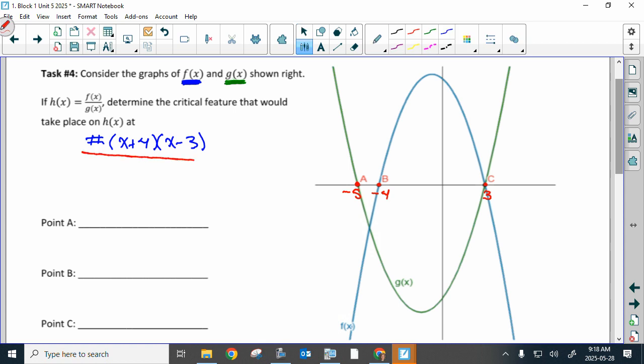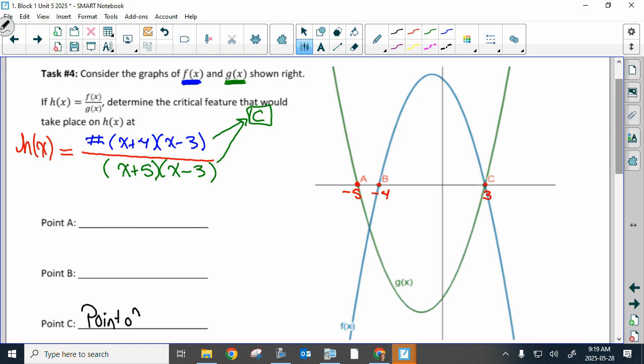And we're asked to take f of x and divide it by g of x. So when I look here, this is x plus 5, x minus 3. Okay, let's think about this. The 3's came from point C. What's going to happen with the factors that are x minus 3? What critical feature will it be? Point of discontinuity. The factor was on the top and on the bottom. That's a point of discontinuity. Do you guys see it?